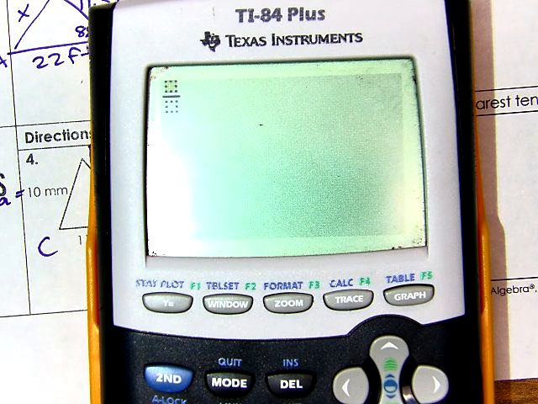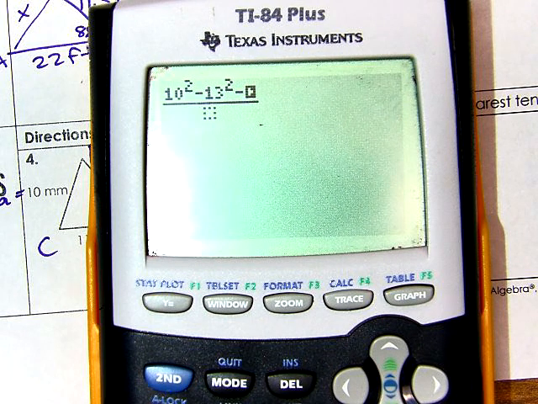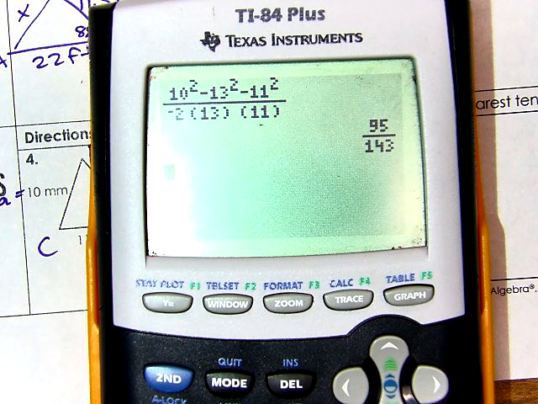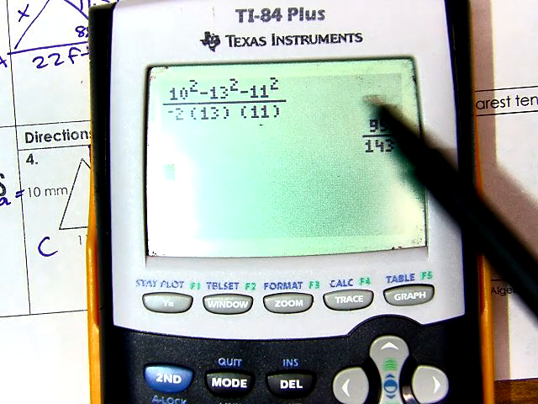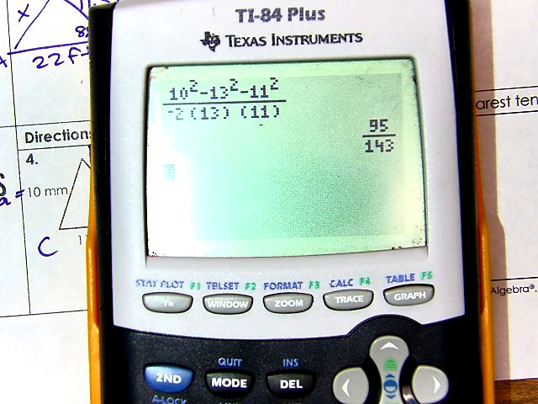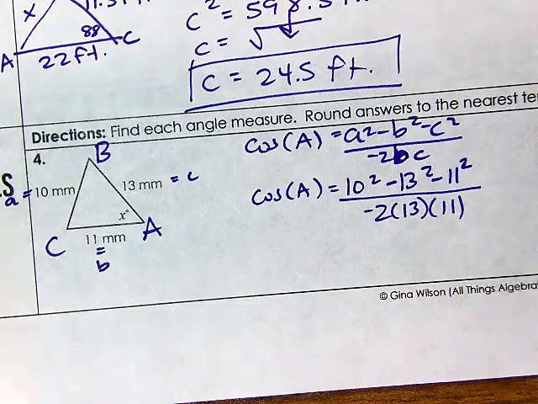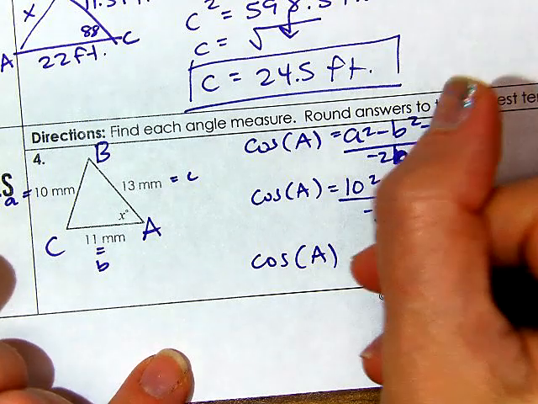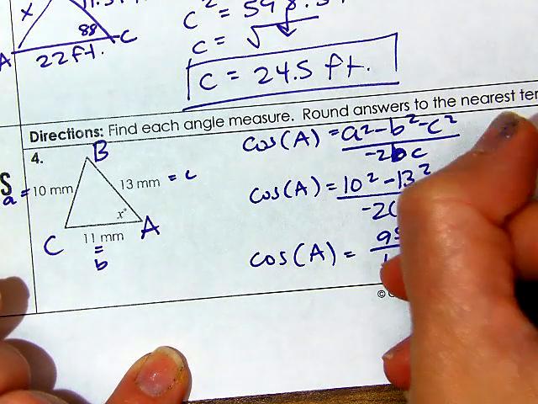So on the top of the fraction bar, I have 10 squared minus 13 squared minus 11 squared. And on the bottom, I have negative 2 times 13 times 11. When I hit enter, it gives me this fraction of 95 over 143. If yours gives you a decimal, it's really not that big of a deal. Just use a decimal. So my calculator told me that the cosine of angle A equals 95 over 143.